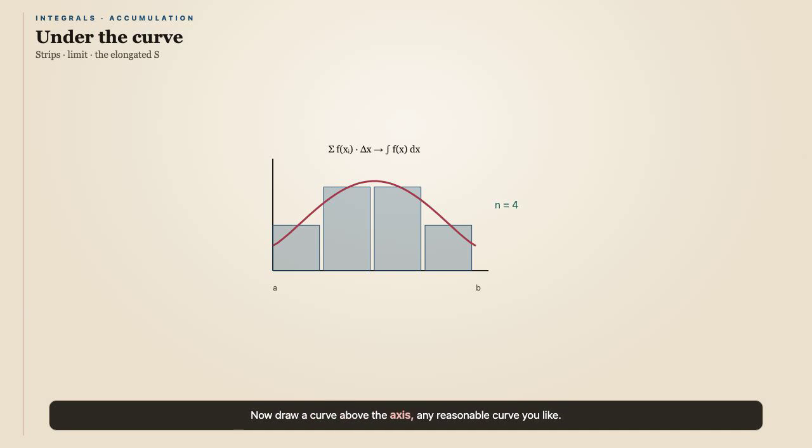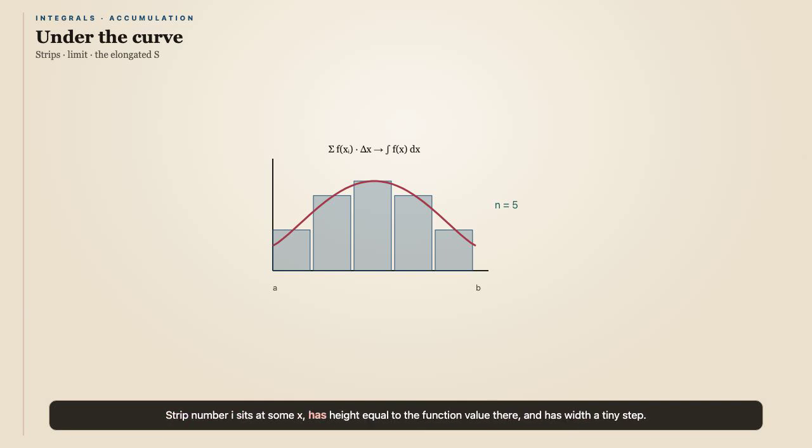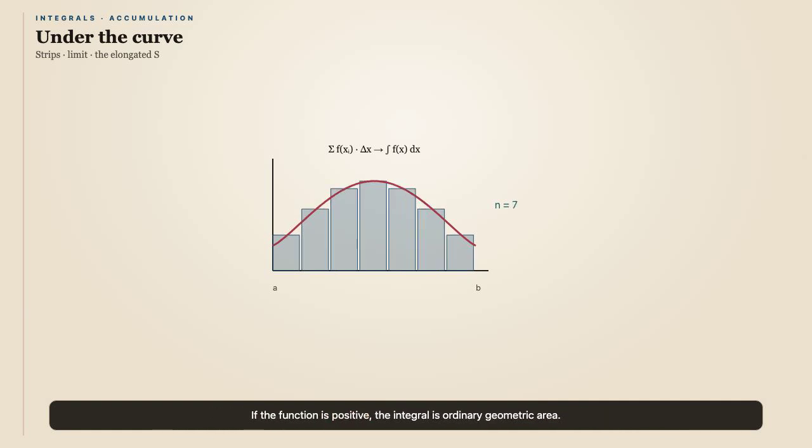Now draw a curve above the axis, any reasonable curve you like. Under the curve, from left endpoint A to right endpoint B, lives a region. That region is again a stack of vertical strips. Strip number I sits at some x, has height equal to the function value there, and has width a tiny step. The integral from A to B of the function is the limit of the sum of those strip areas. If the function is positive, the integral is ordinary geometric area. If the function dips below the axis, strips below count as negative area. The integral is a signed accumulation of height across x.